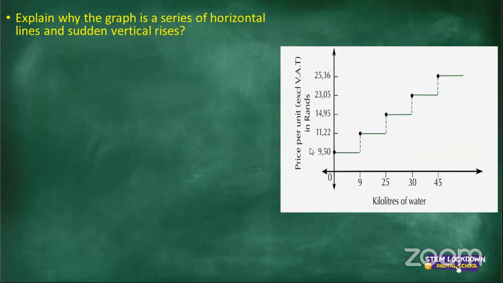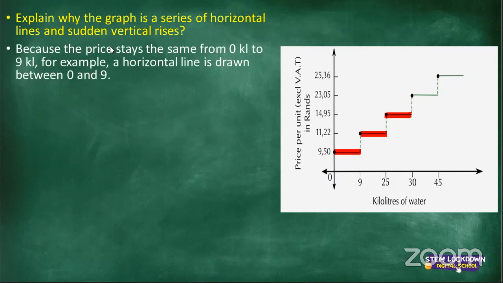So we need to explain why the graph is a series of horizontal lines. This graph is a series of horizontal lines. You see, series of horizontal lines there. And sudden vertical increases. Why is that? Can someone explain why it's that? Okay, I'll quickly explain. Because the price stays the same. For example, in the very first horizontal line, it indicates that the price stays the same for that category.